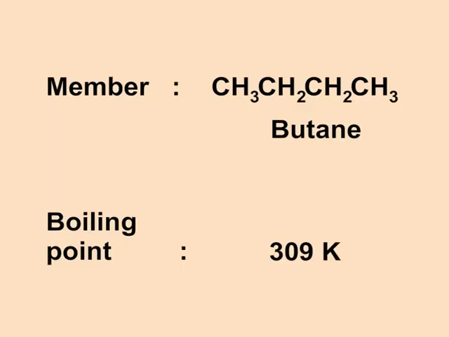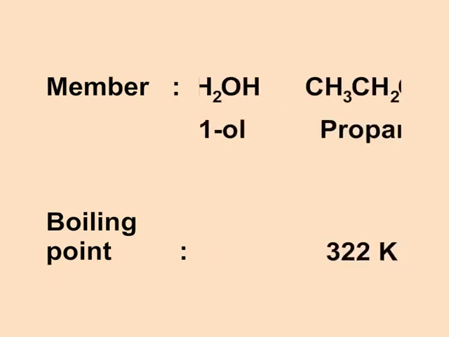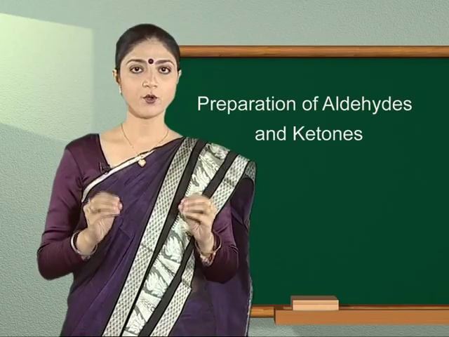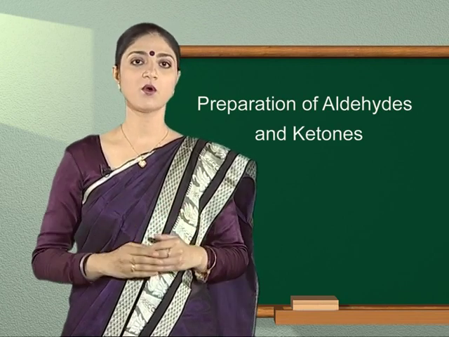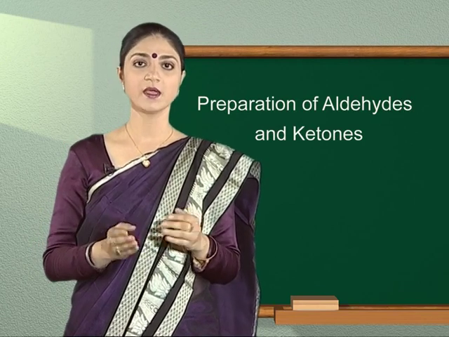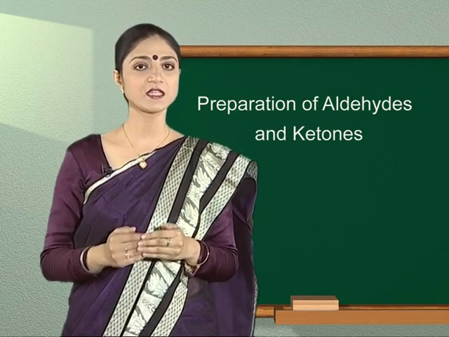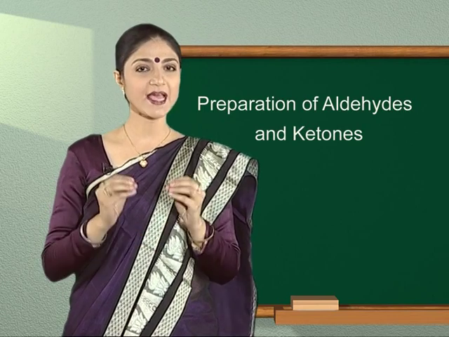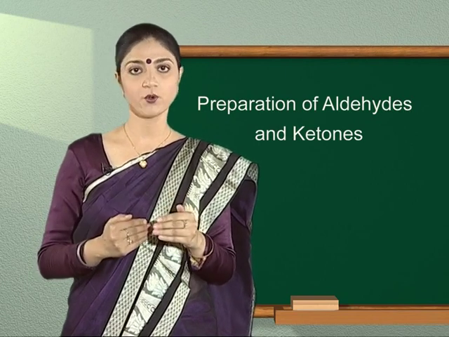Students, look at the table showing boiling points. The boiling point of butane is 309 Kelvin. The boiling point of propan-1-ol is 371 Kelvin, propanal is 322 Kelvin, and propanone is 329 Kelvin. Propanone and propanal have lower boiling points than propan-1-ol of comparable molecular weight. Alcohols can form intermolecular hydrogen bonding, resulting in stronger intermolecular forces and relatively higher boiling points than aldehydes and ketones. The boiling point of propanal is slightly less than propanone because the dipole moment of propanal is slightly less than propanone.